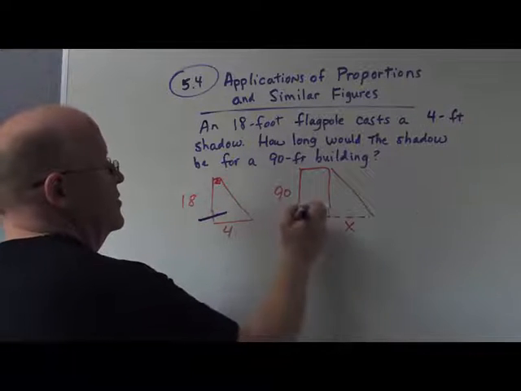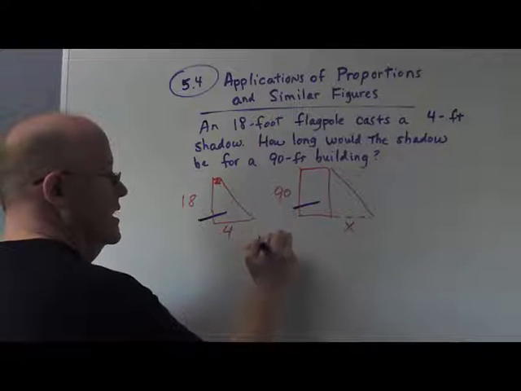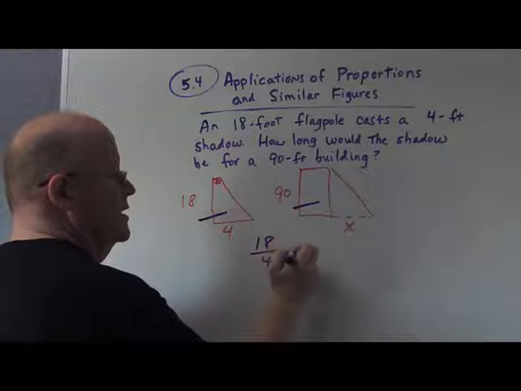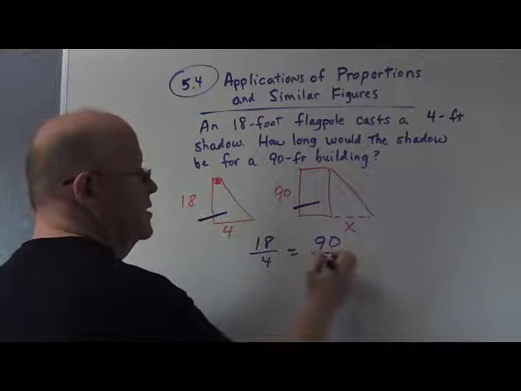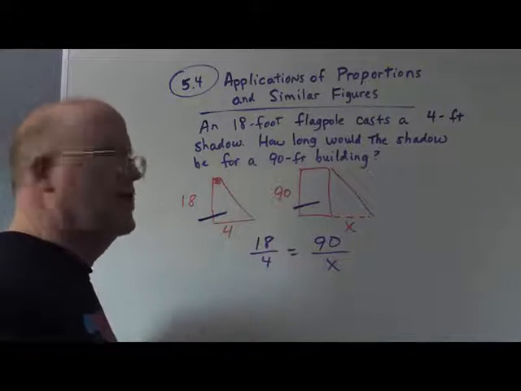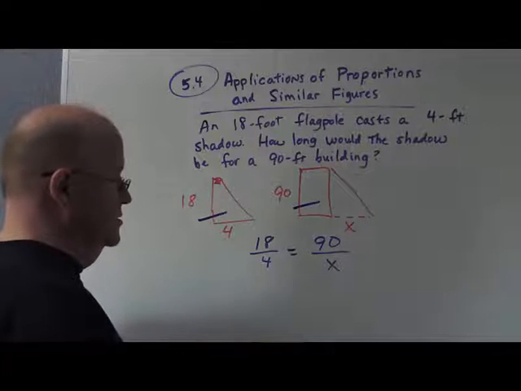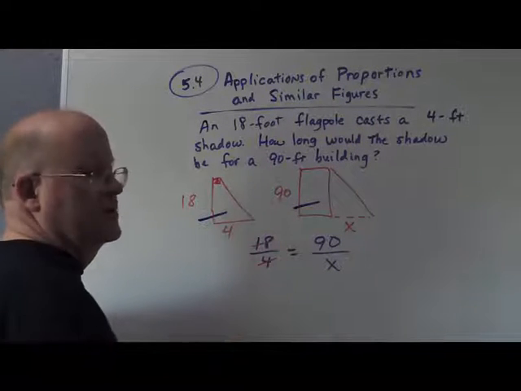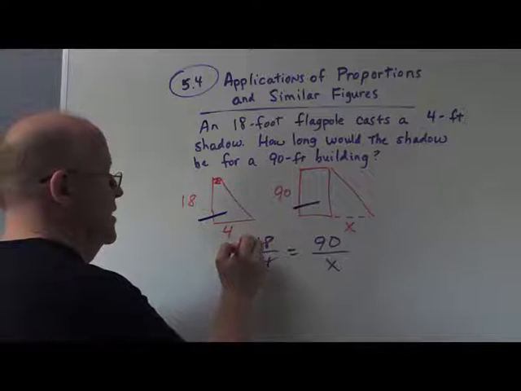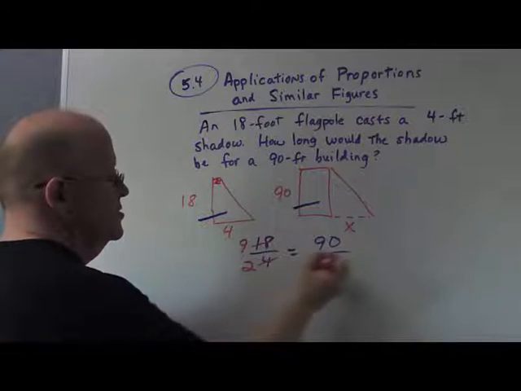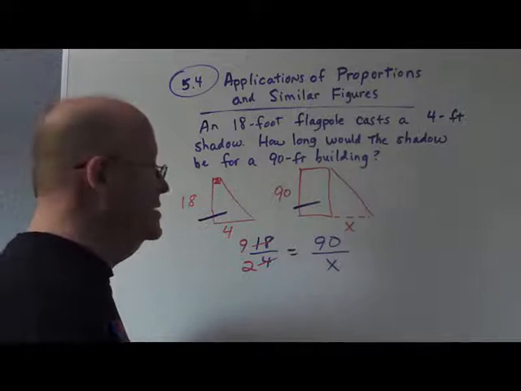I can match up the corresponding sides. I can say 18 over 4 is equal to 90 over x. And before I cross multiply, I'm going to reduce. 18 and 4 are both even. They can both be divided by 2, and that gives me 9 over 2 is equal to 90 over x.